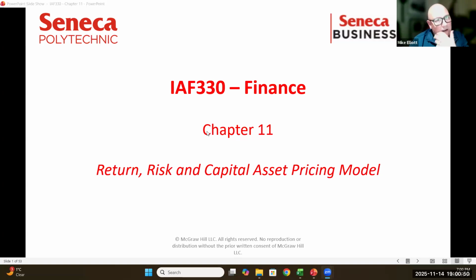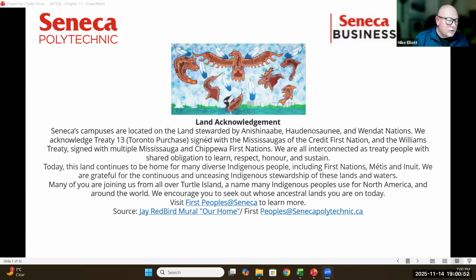So risk and return in the capital asset pricing model. We are on Board land. We will return the land when we're done. We are stewarding it for the rightful owners. It will be in as good a shape or better when we finally return it.